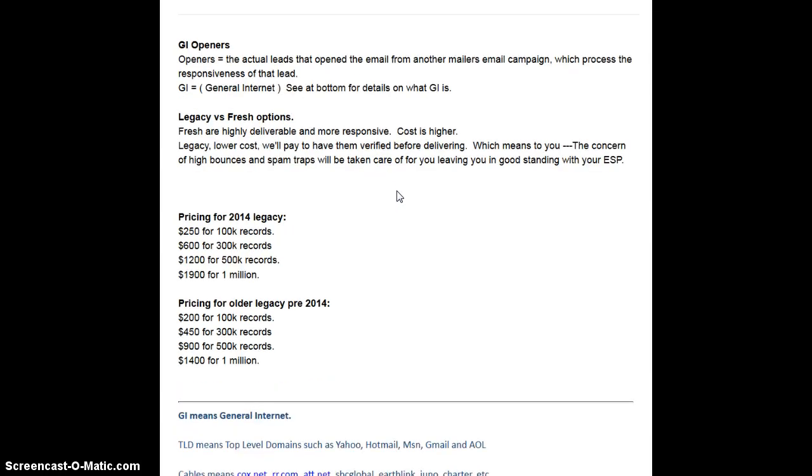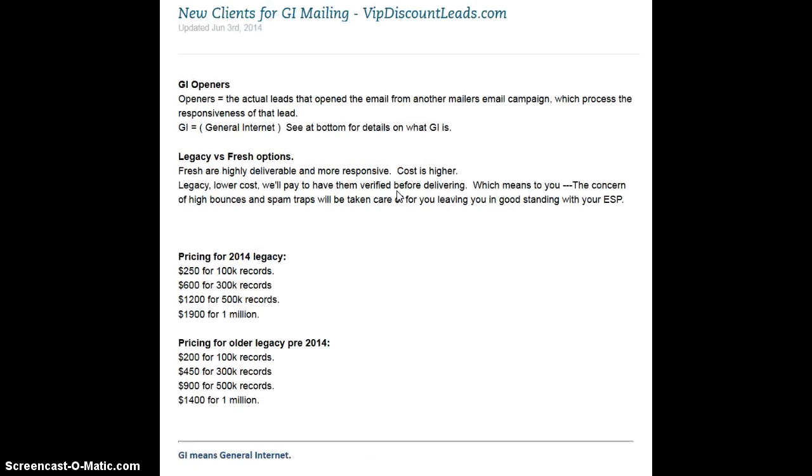So GI openers are what your platform is mainly good for, and the first section here explains what openers are. These are emails that were the openers from another mailer's campaign. In other words, he sent out mail, and let's say he had 100,000 records, and 5,000 of those people who received the email actually opened it up. That defines a responsive lead, somebody who's actively on the internet, opening up emails and showing interest.